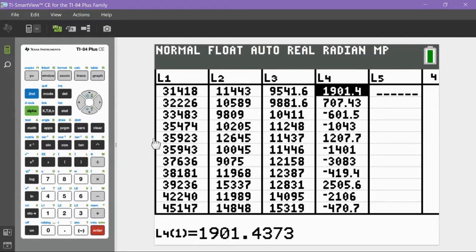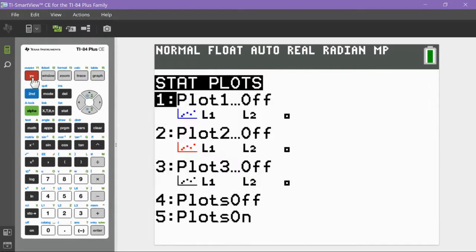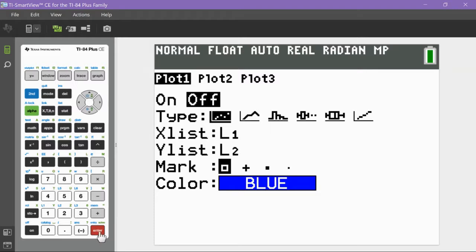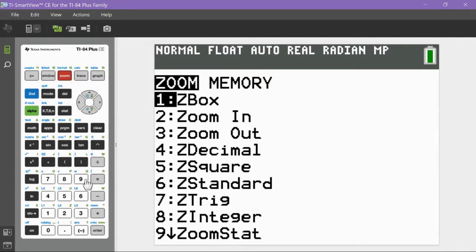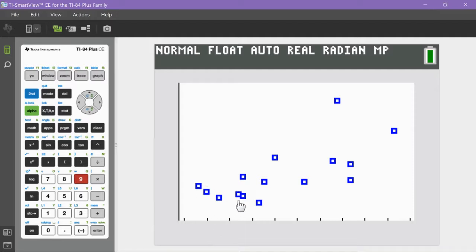L1 and L2. So I'm going to go to second y equals plot 1. Going to turn it on. And I'm going to make sure scatter plot is selected. I want it to plot L1 for my x's and L2 for my y's. And then I'm going to hit zoom 9. And I get my scatter plot. And for the most part, it looks pretty linear. It's not perfect, but it's linear.